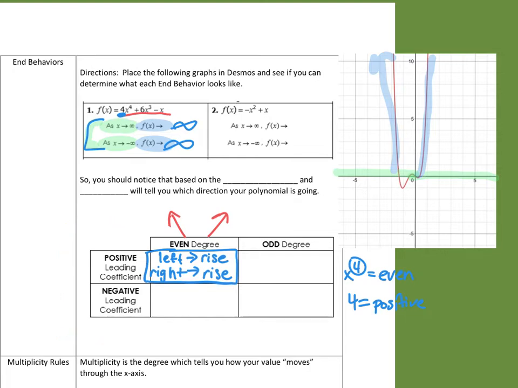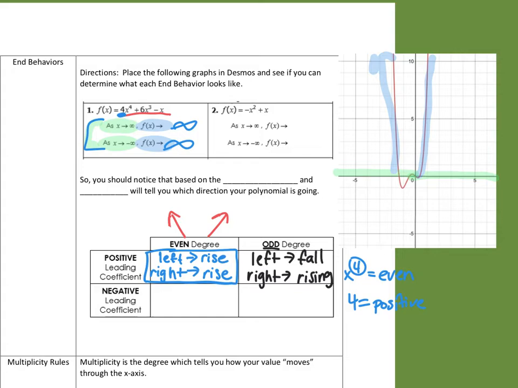Okay, so now let's go ahead, and just for time's sake, I'm not going to graph that next one. If you want to go to Desmos and type that in, that's totally fine. But with the positive leading coefficient, if we change that to an odd degree, so instead of even, it's going to be odd. If we look, our left is now going to be falling instead, okay? And our right is still going to be rising.